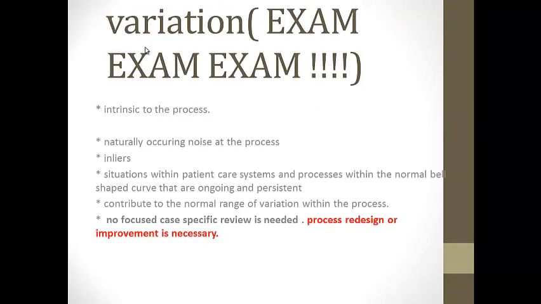A common cause variation is a variation that is minimal. It always takes place. It's always there in the process. It's called a natural noise, where it's acceptable. You cannot change it. You cannot correct it, because it's merely of the human factor within the process, of the incidental factors within the process. That's why it's called inliers. So process redesign or improvement is necessary to try to minimize it, but you cannot flatten the process while you are trying to correct your common cause variation.